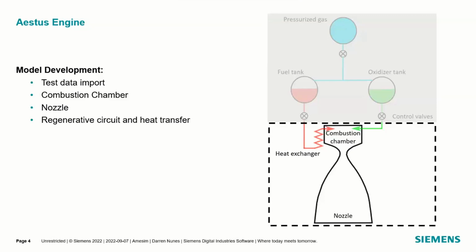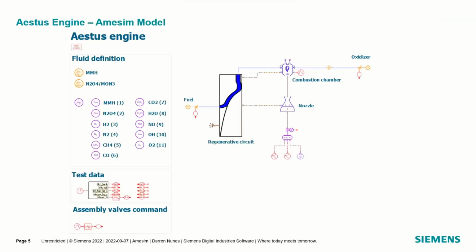So we use different apps or tools that are part of the AIMSIM functionality, and then we designed, and again used references to come up with the chamber geometry, the way that it was set up, the design of the nozzle, and then the regenerative circuit and that heat transfer. Okay. So this is what ultimately the first set of AIMSIM models look like, right?